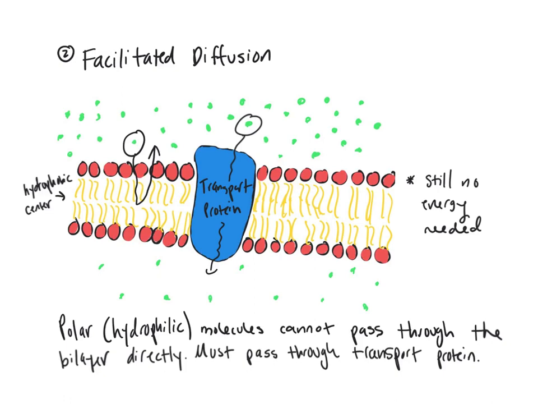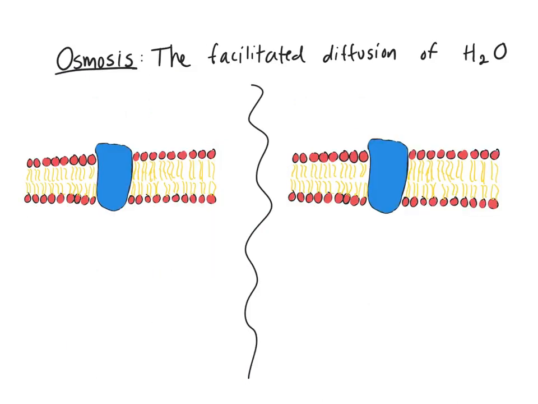So the next thing we're really going to talk about is that super important polar molecule that we've been harping on all year, which is going to be our lovely, lovely H2O. Water is so important that its particular facilitated diffusion gets its own name, which is osmosis. And osmosis, because water has to use a transport protein to get in, is still passive. So water still always moves from high to low.